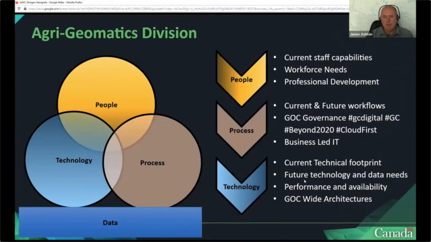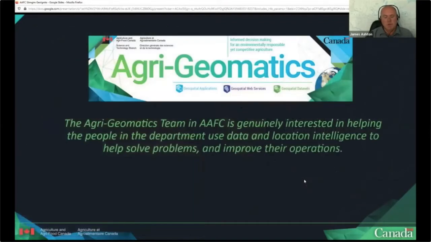And within the technology section, we're always trying to improve our current technical footprint and looking at future technology needs and performance. We've got ourselves branded to some degree, and our motto now is the Agri-Geomatics team at AAFC is genuinely interested in helping people in the department use data and location intelligence to help solve problems and improve their operations.